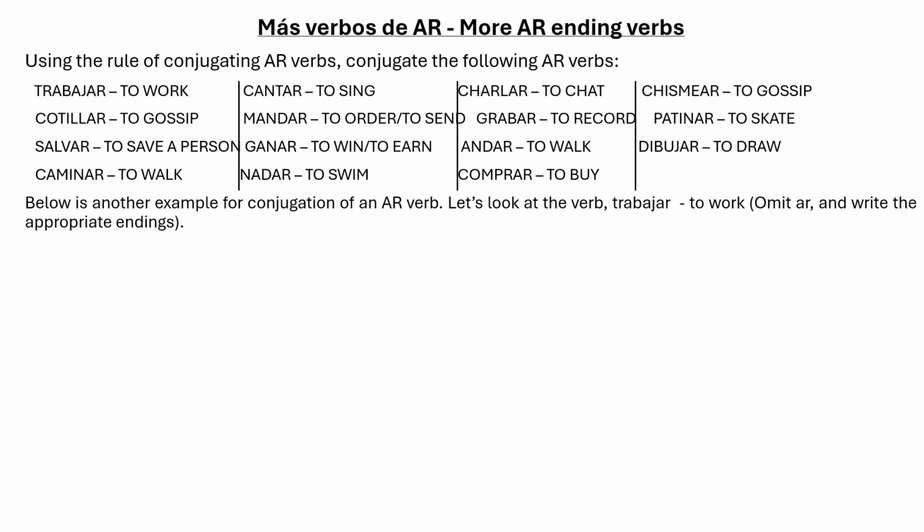Now these are known as regular AR verbs. Okay, you might want to write all these meanings. Obviously, there are a lot more verbs which end in AR in Spanish, but these are selected ones which can help you make sentences. Now, below is another example for conjugations of AR verbs. Let's have a look at them. For example, the verb trabajar, which means to work, how will we conjugate it? We will omit the AR and write the appropriate endings, just like we did when we conjugated the verb hablar.